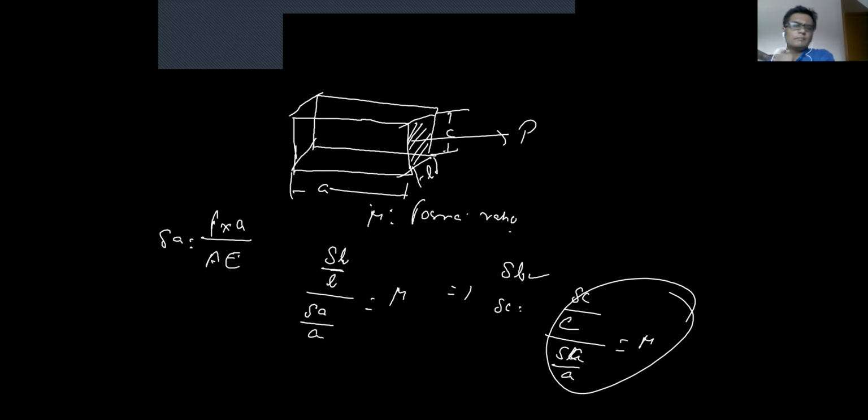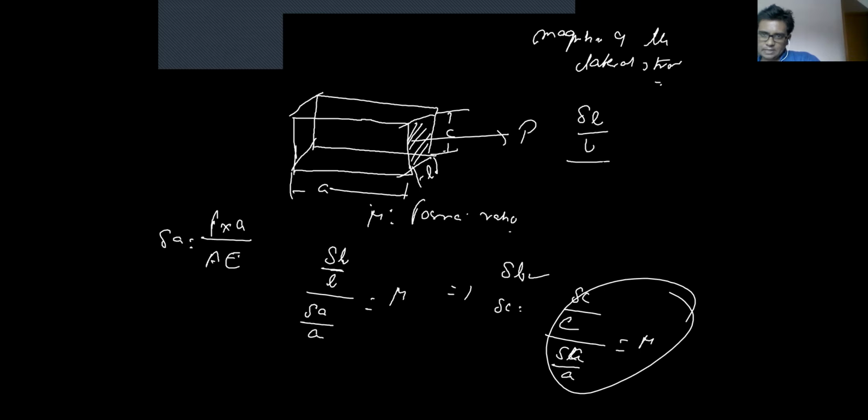Now I have one doubt: what should be the magnitude of the lateral strain? So if I take delta B by B upon delta A by A is equal to mu, right. So delta B by B will be given as mu dot delta A by A.